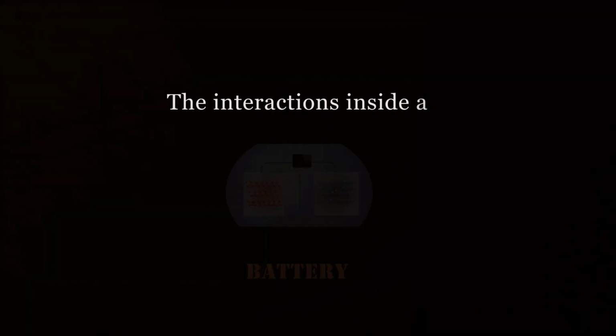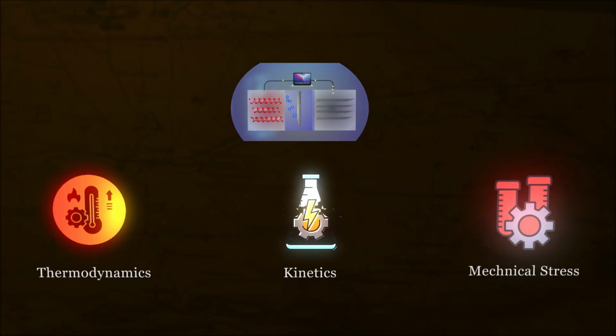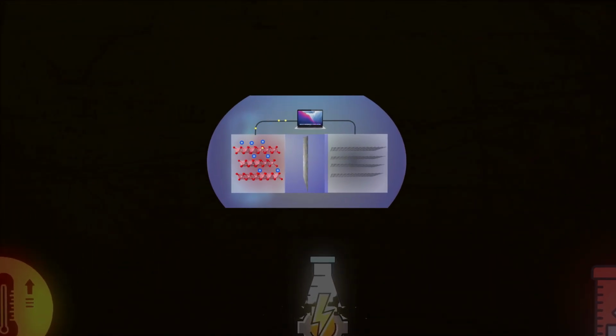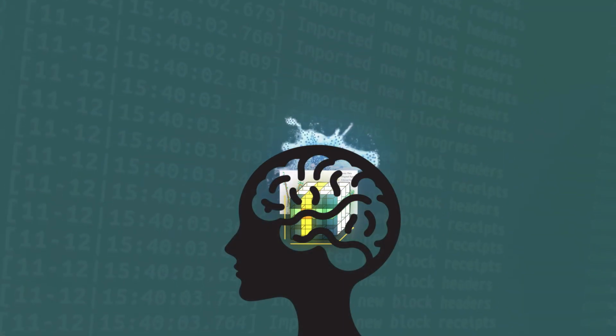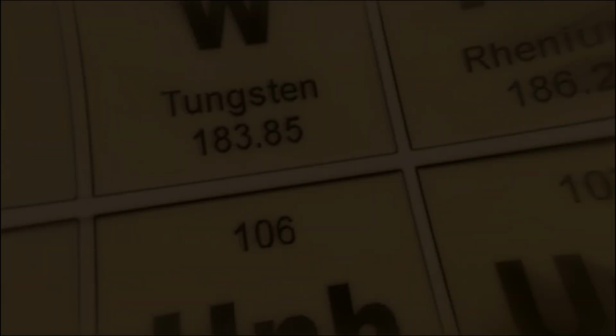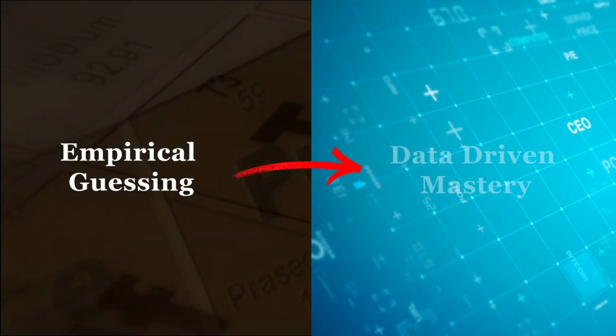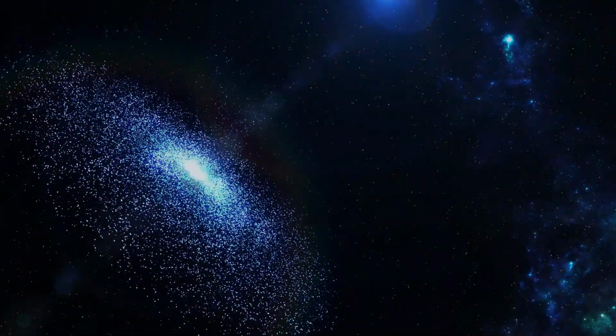The interactions inside a battery or an electrolyzer involve thermodynamics, kinetics, and mechanical stress all fighting each other simultaneously. The data is too complex, too noisy, and too multidimensional for the human brain to process alone. Enter artificial intelligence. We are talking about the complete digitization of materials science, a transition from empirical guessing to data-driven mastery. Today, we are going to deconstruct exactly how AI solves electrochemistry problems, from the atomic scale to the system level. This is the one-stop technical guide to the future of energy.